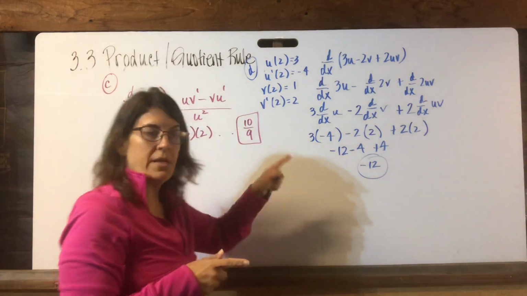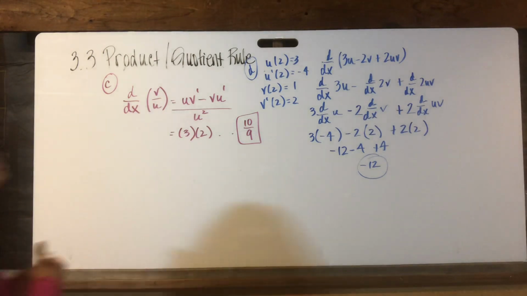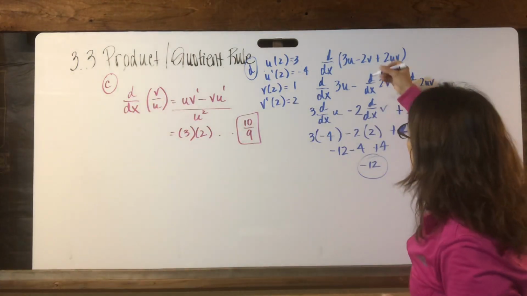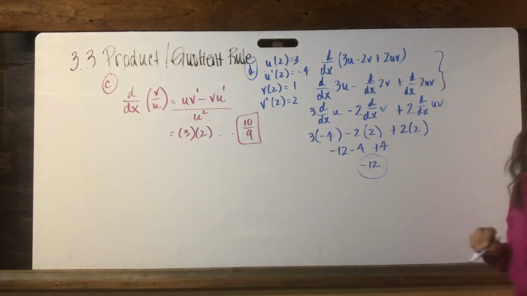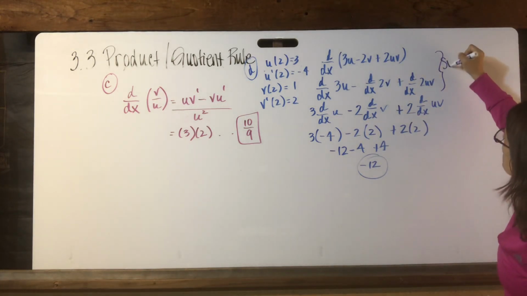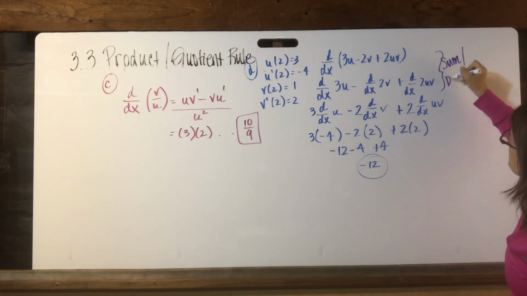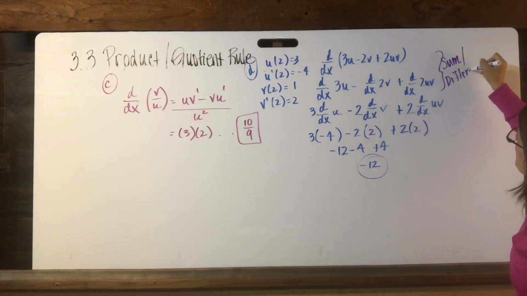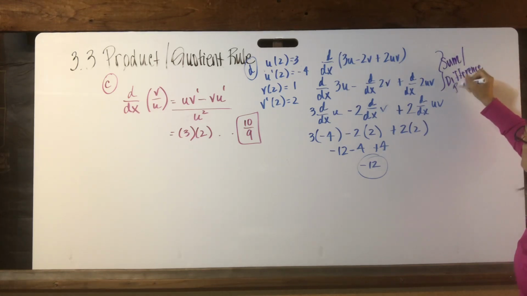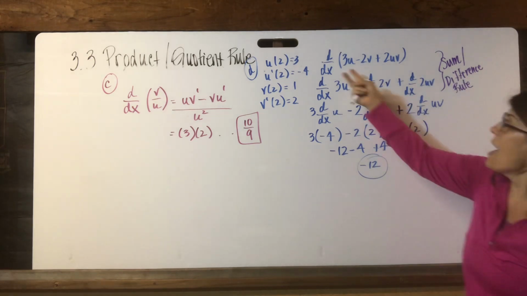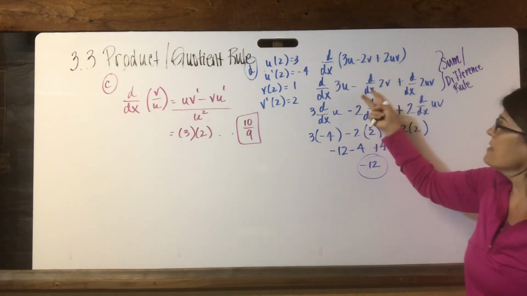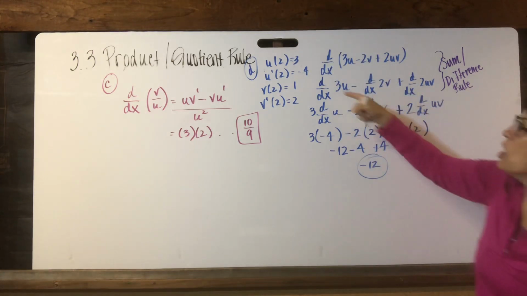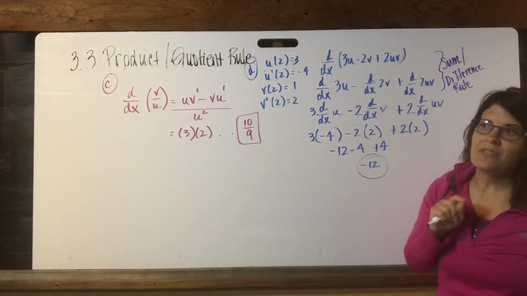Let me review some key steps. Some key steps in this problem is from here to here. And this is the sum difference rule. That's the sum difference rule that says if you're adding and subtracting, you can separate this into 3 separate derivatives. You're not distributing. You don't distribute a derivative.